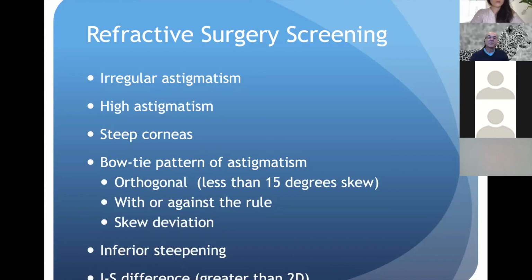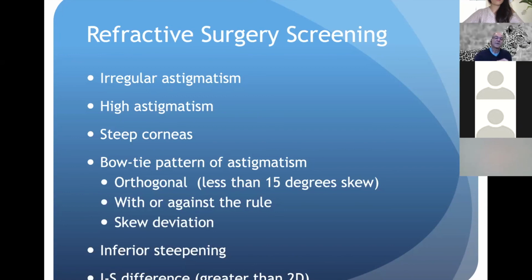Then we want to look at the bow-tie pattern of astigmatism, whether it's straight up and down and across, so like with the rule or against the rule. And some people say that against the rule is more worrisome for development of keratoconus, and I'm not sure where that derives from, to be honest with you. And then we want to look for a skew, whether one axis of the airplane propeller is greater than 15 degrees to the other axis.